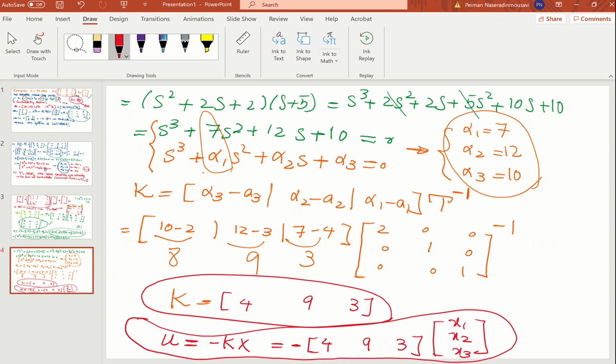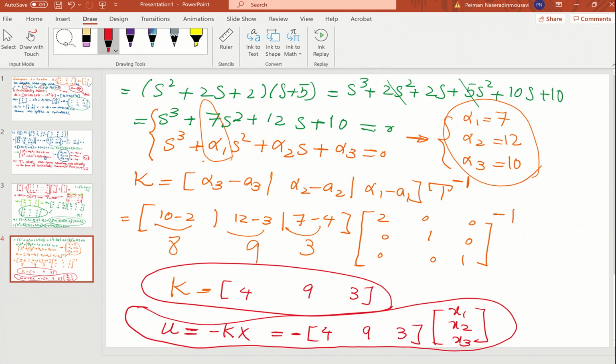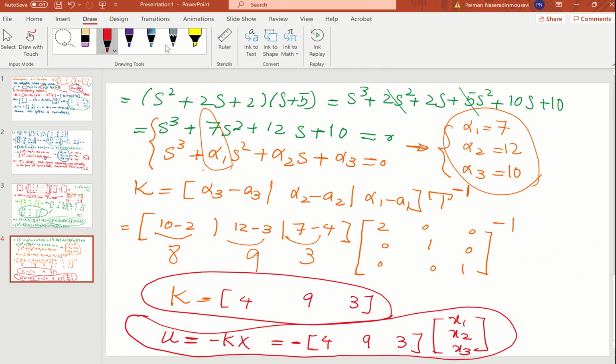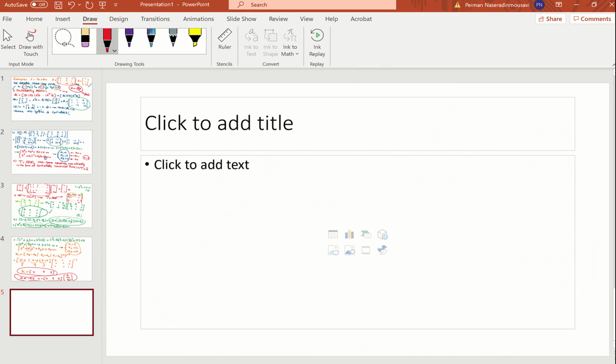Return it to origin. Understand? Okay. So let me try this in MATLAB and see how the controller that I designed works. First of all, let me write it here first, before going to MATLAB.